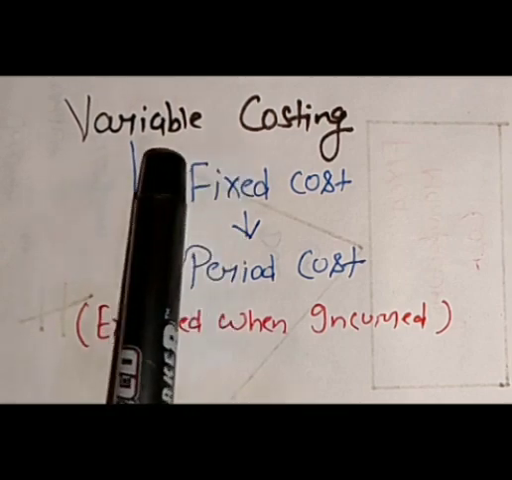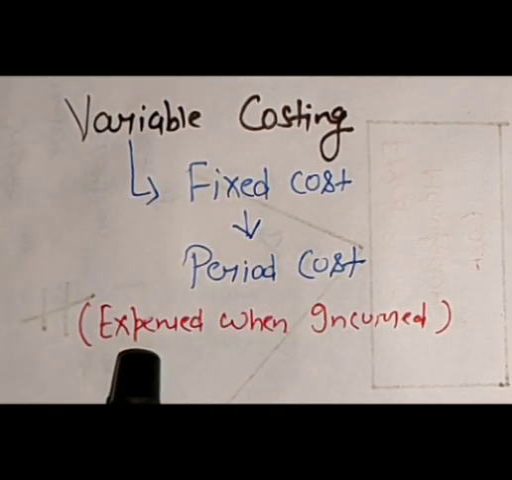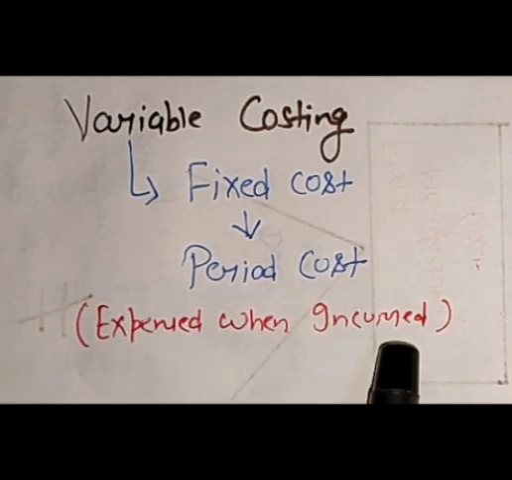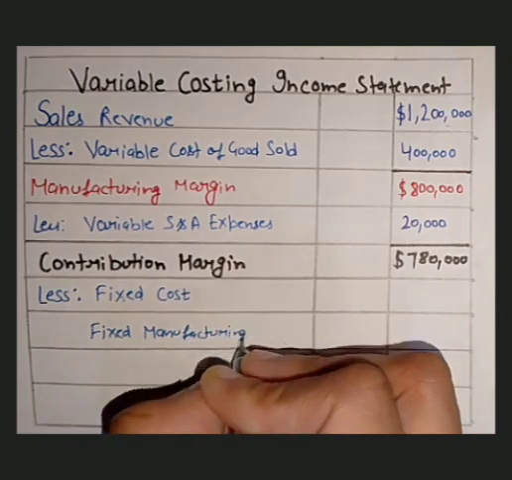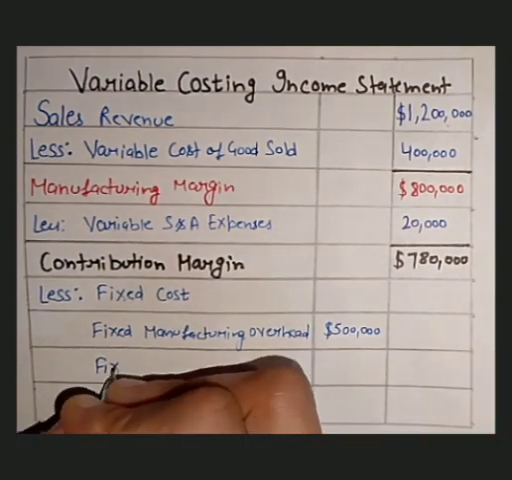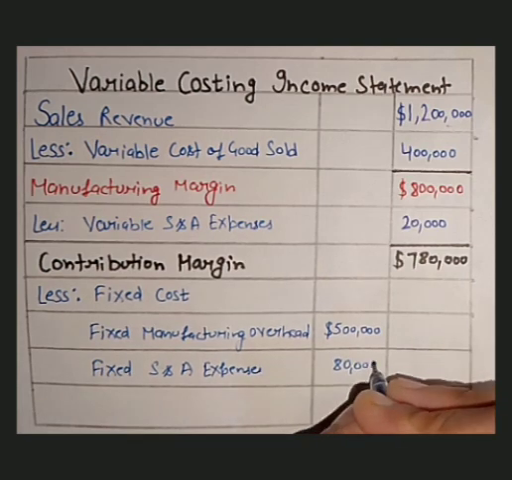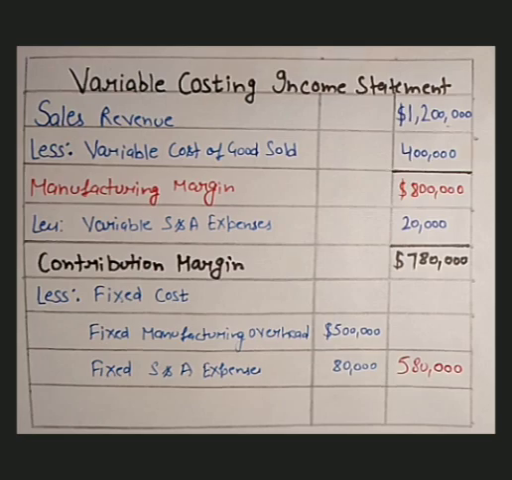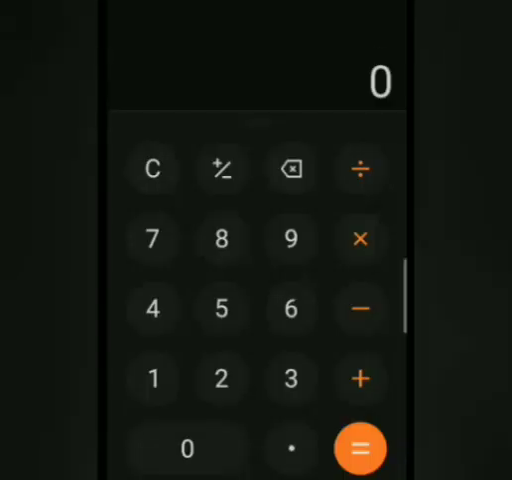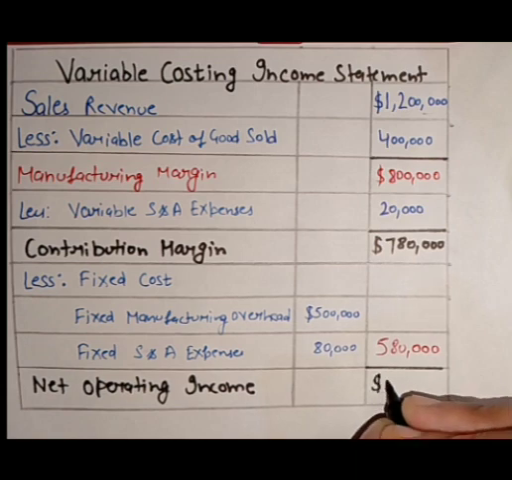Variable costing considers fixed manufacturing cost as period cost. It means these costs are expensed as incurred. Total fixed cost will include fixed manufacturing overhead of $5 lakh and fixed selling and administrative expenses of $80,000, amounting to $5,80,000. Net operating income will be $7,80,000 minus $5,80,000 equals $2 lakh.